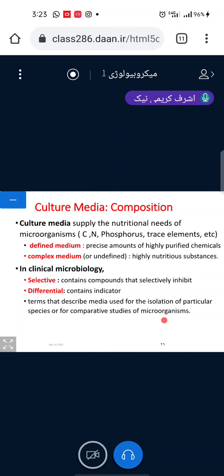Gram-negative bacteria can grow in this media, but gram-positive cannot. And you can isolate gram-negative from gram-positive in this medium. Another example is MacConkey media. MacConkey and EMB media are differential media. Gram-negative can grow and gram-positive cannot grow in these media. Because of that, these media are differential.